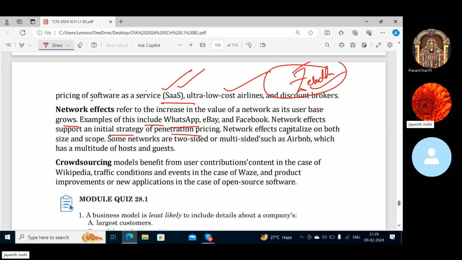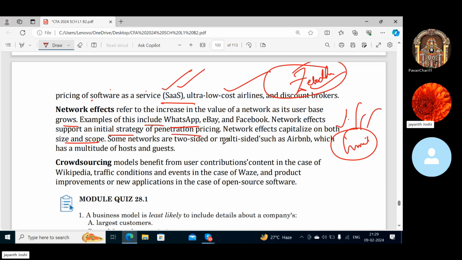First they gave all these things for free. Everyone can enter freely, but now if you want to advertise your business, promote your business, post some ads, you have to pay money. Some they will give free. Google also, so Gmail gives you certain storage. Once you breach that storage capacity, you have to pay some amount for getting more storage. That's what it is. So network effects capitalize on both size and scope.